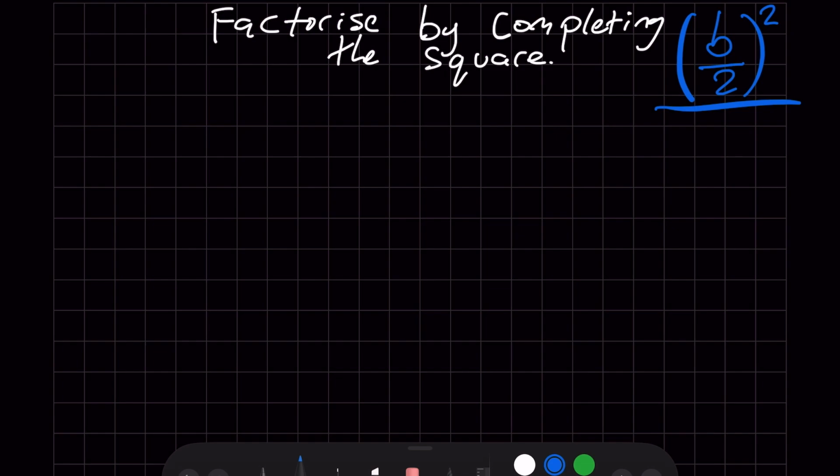It works for every single quadratic equation, whereas the method of using that table and trying to find your factors and what factors equate your C value, that doesn't always work. But this method, factorizing by completing the square using this b over 2 squared, will always work.